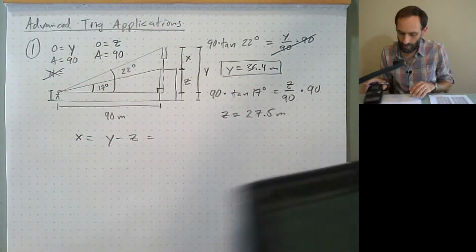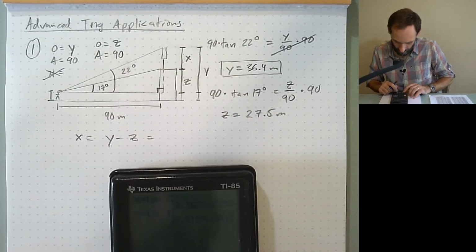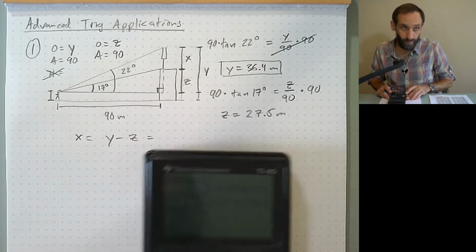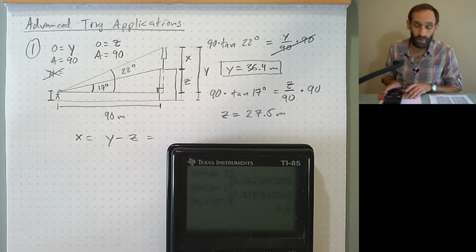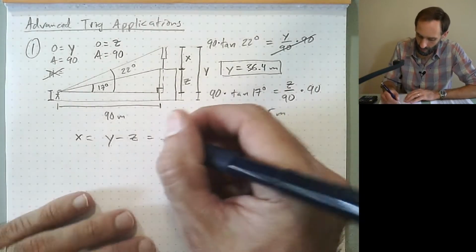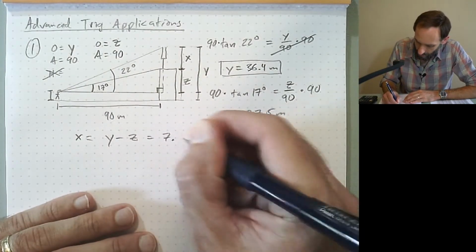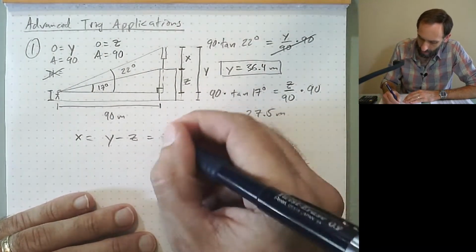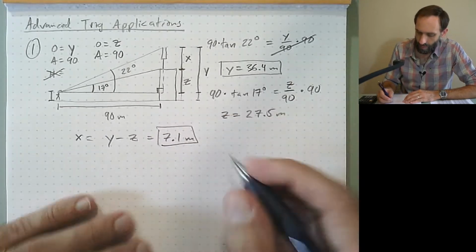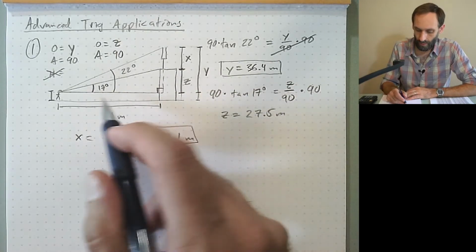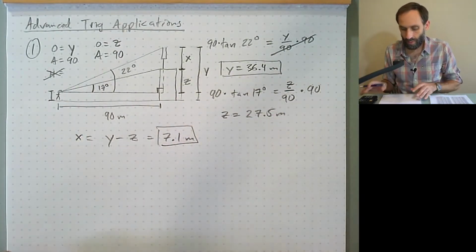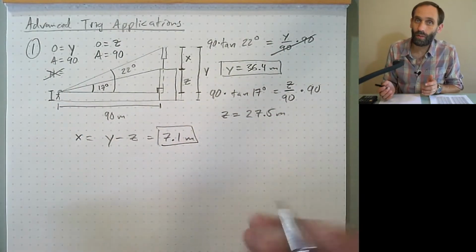And we can go ahead and plug that in. 34.6 minus, I don't know if you can see this, 27.5. And that gives us 7.1. So 7.1 meters. So the height of this antenna, given these distances and angles specified, would be 7.1 meters.